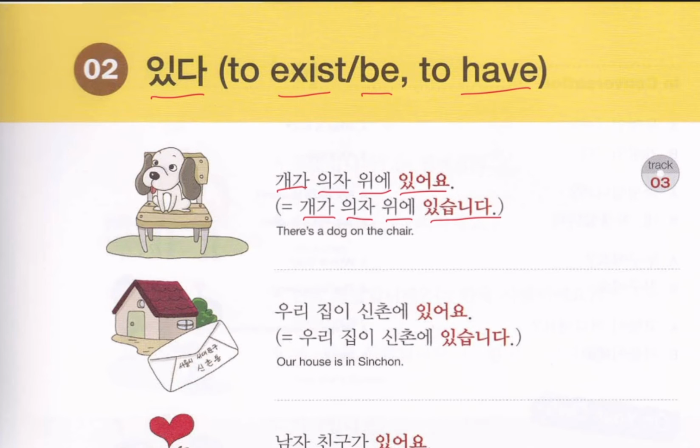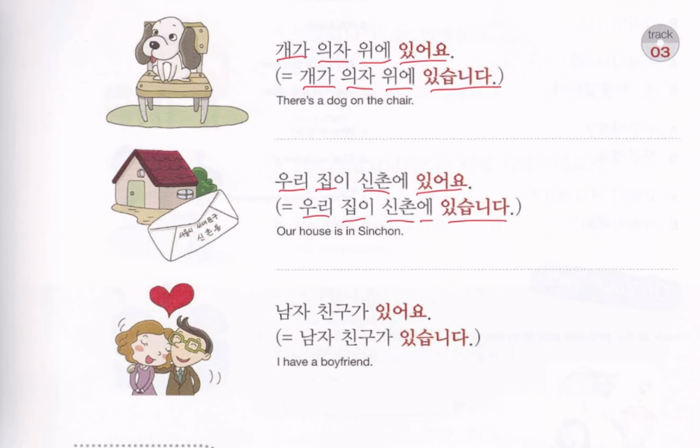Picture number 2. Uri. Uri is we. Chib is home. Shinchon, this is a location. Isayo, have. Uri chibi Shinchon e isoyo. Our house is in Shinchon. And in formal style, Uri chebi Shinchon e isamnida.